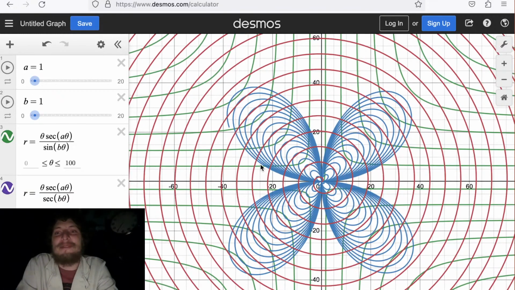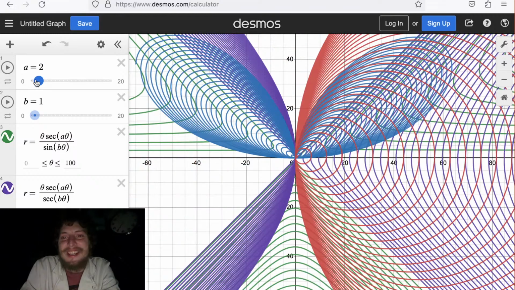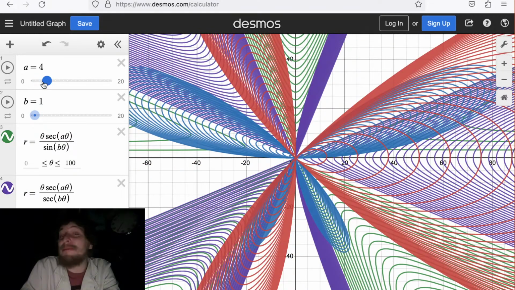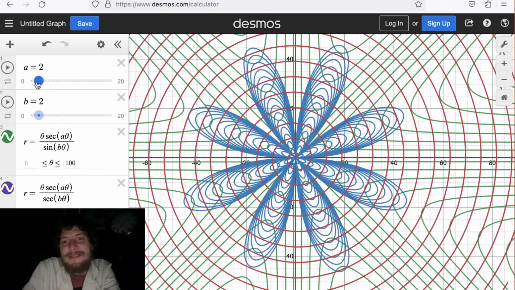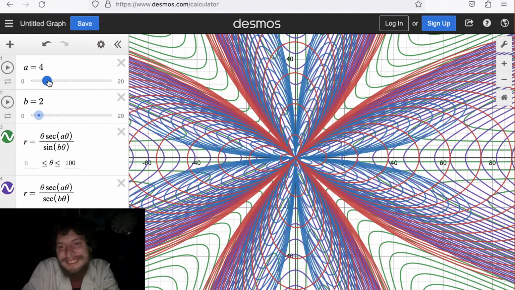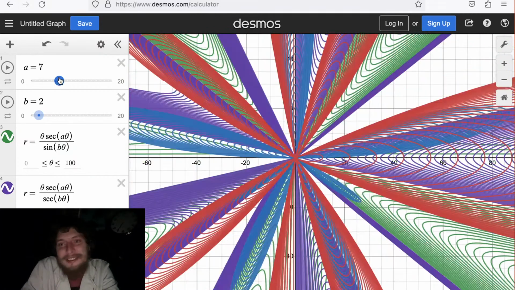Here we have like a grid-like effect, and then as you go up, it's like, nope, our grid has changed. So these are all when B is 1. What about when B is 2? These are our options when B is 2. This is wild.